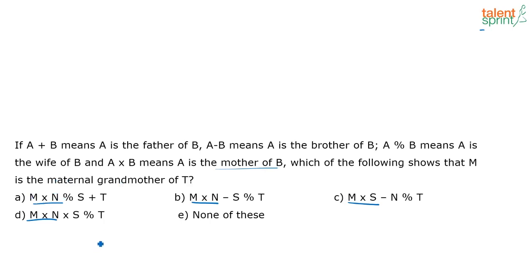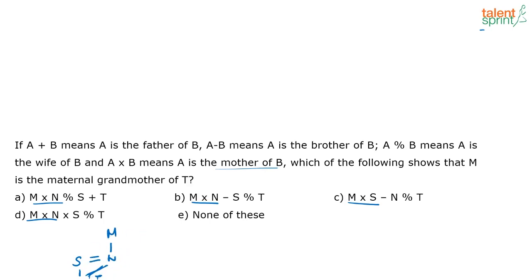So M cross N means that M is the mother of N. Then what are they saying? N percentage S means that N is the wife of S. S plus T means that S is the father of T. So here very clearly you can see that N and S have a child T, and M is the mother of N, or I can say that M is the maternal grandmother of T. Correct? See, T is the grandchild and his mother's mother is M.